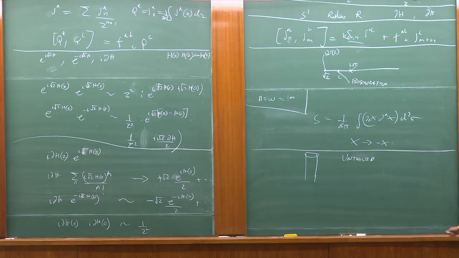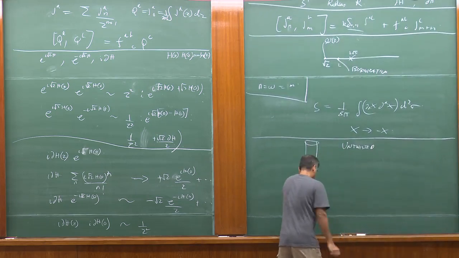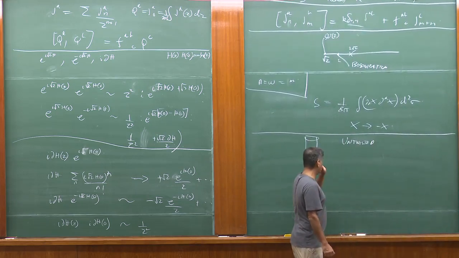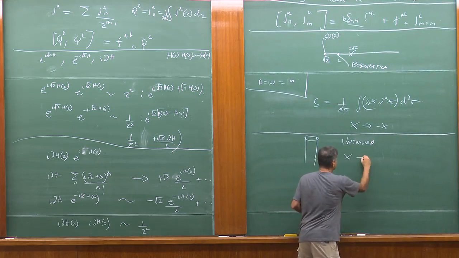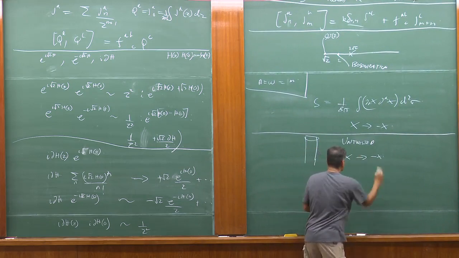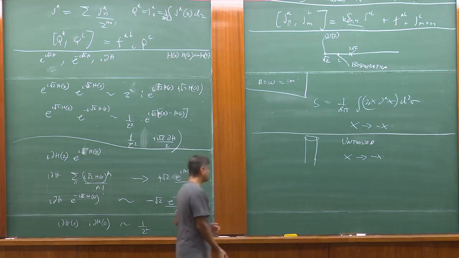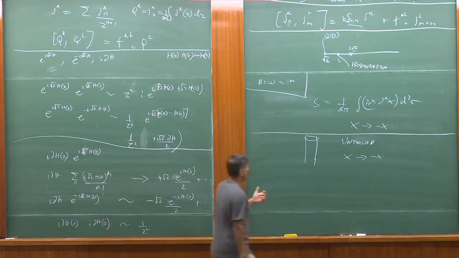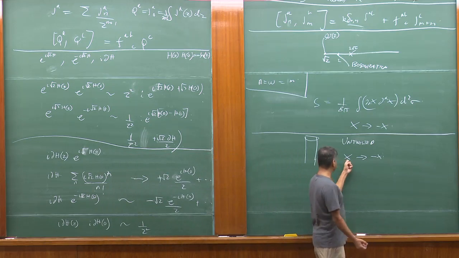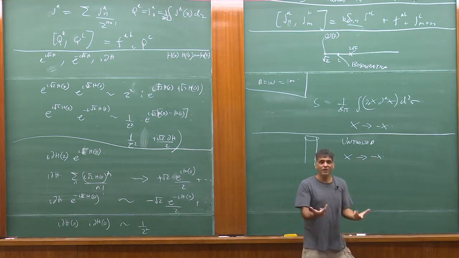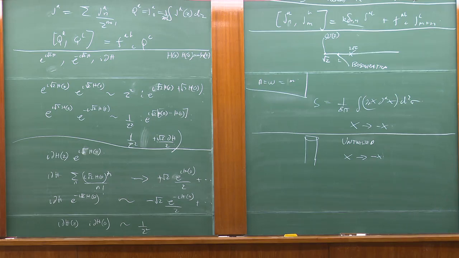So let's see. How does that work? You see, X goes to minus X. The states that are invariant under this are those built out of an even number of oscillators and have zero momentum. e to the i p x is not invariant under X goes to minus X for any p except 0.